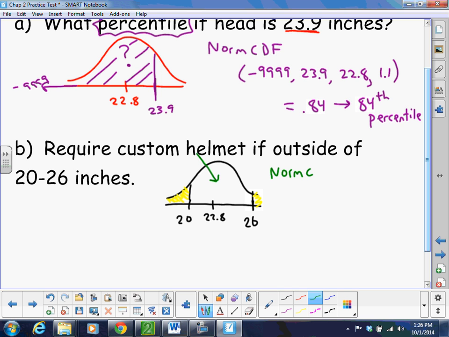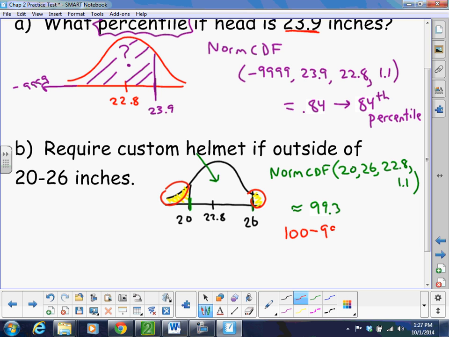If we do the norm CDF to find the area in between 20 and 26, and then always mean and standard deviation, that should give you a value, I think it was like 99.3% or something, approximately. So our question was, how much is out here and out here? It's basically everything else. So you subtract from 100 and you get an answer of about 0.7%. So not many are going to need the custom-made helmets, but a few.